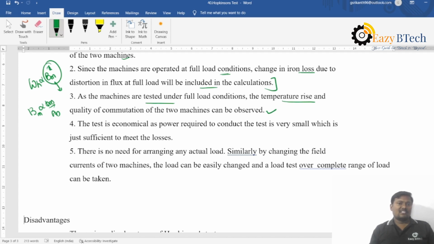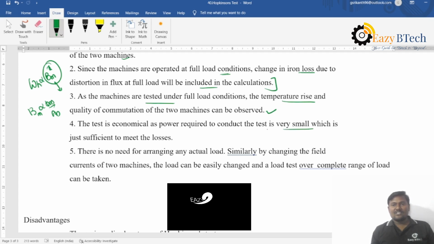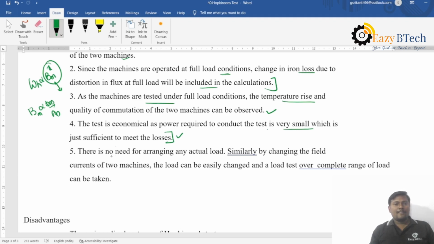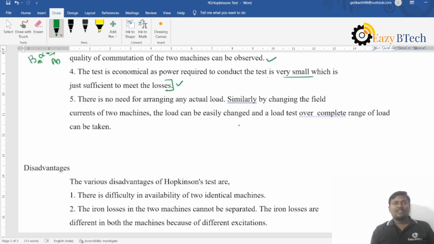Yes, this test is economical as the power required to conduct this test is very small, just sufficient to meet the losses. Just now we discussed the same point. There is no need for arranging the actual load. Similarly, by changing the field current of the two machines, the load can be easily changed, and a load test over the complete range of load can be taken.